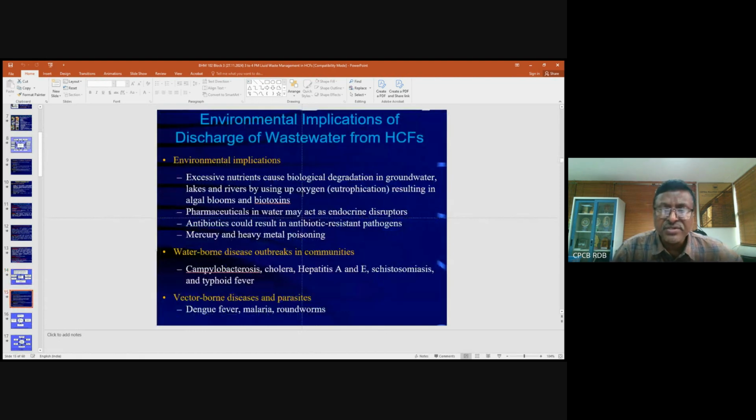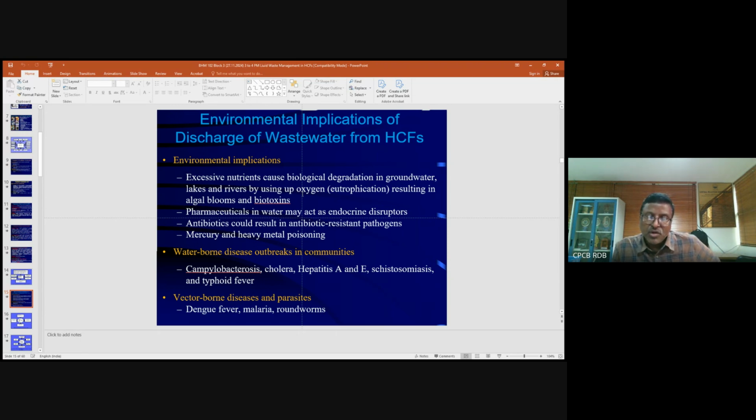And what are the implications of discharge of wastewater from healthcare facilities? Environmental implications will be there. Excessive nutrients may cause biological degradation in groundwater, lakes, and rivers by using up oxygen, resulting in algal blooms and biotoxins. Therefore, if liquid waste generated from hospitals is discharged directly and improperly, it may contaminate lakes or water bodies. This wastewater definitely has to be properly treated before discharge. Pharmaceuticals in water may act as endocrine disruptors, and antibiotics could result in antibiotic resistant pathogens. Mercury and heavy metals may poison the water bodies. Therefore, the wastewater from healthcare facilities has to be treated, and only then should the treated water be discharged, in order to minimize the environmental implications.